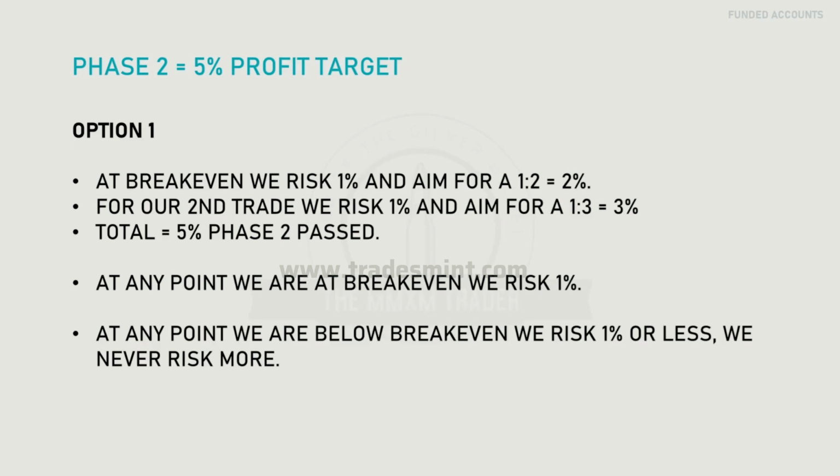Again, at any point if we are at break even, we risk 1% again, as always, and if we are below break even or we are in drawdown, we risk 1% or less and never risk more. Option number two, at break even, we risk 1% and then we aim for a 1 to 3, right? So we aim for that 3% for our first trade, and then for our second trade, we risk 1% and then aim for a 1 to 2. So that should be a pass on your challenge account in 2 trades once again. If you're at any point at break even, risk 1% again, and if you're below break even, risk 1% or less and never risk more than 1%.